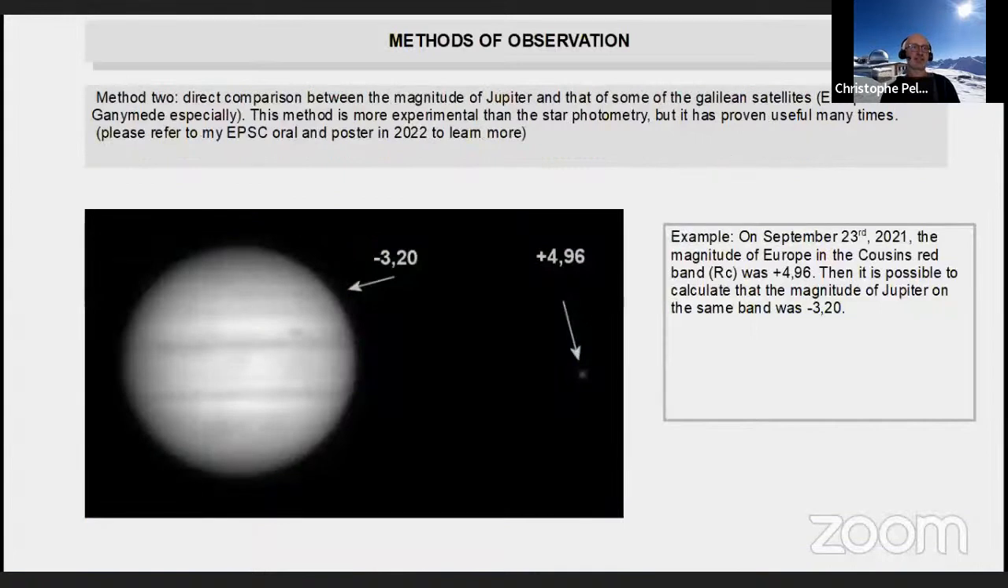The second method is a direct comparison between the magnitude of Jupiter and that of some of the Galilean satellites. This method is more experimental than star photometry, but it has proven useful many times. And you can refer to my EPSC work from last year. I'm not going to describe them here. But at the bottom, you have an example of an observation from 2021 in the red band, where the magnitude of Europa was 4.96, and then the magnitude of Jupiter in the same image was minus 3.20, for example.